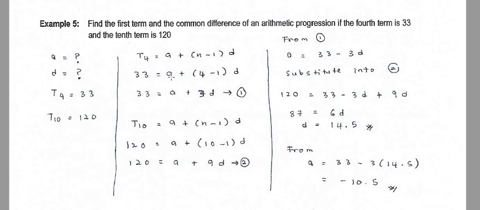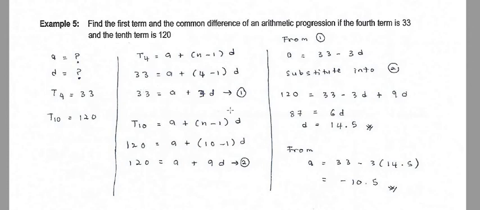Okay, we do not know the value for A and D. Next, use the second information, which is T10 equals 120. So again, use the formula of the term, substitute T10 as 120 and 10. And again, we do not know the value for A and D. Here, we can apply simultaneous equations. Either we use the elimination method or we can also use the substitution method.